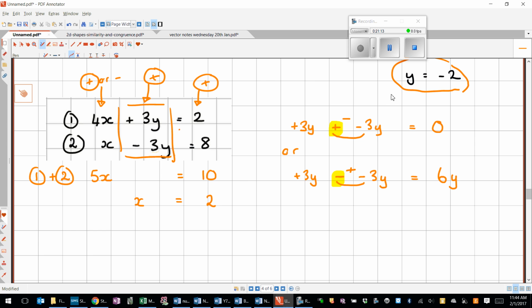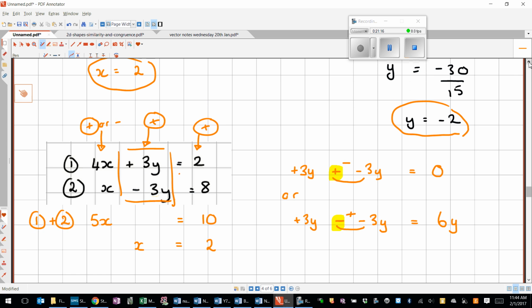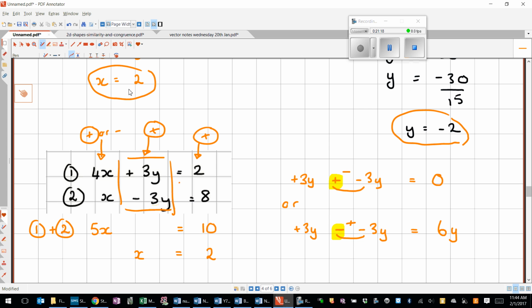Just check up here. Yep. We're happy with that. How do we find y? So the same way that we've done it every time before. The second one is always the same. Okay. Does that make sense?